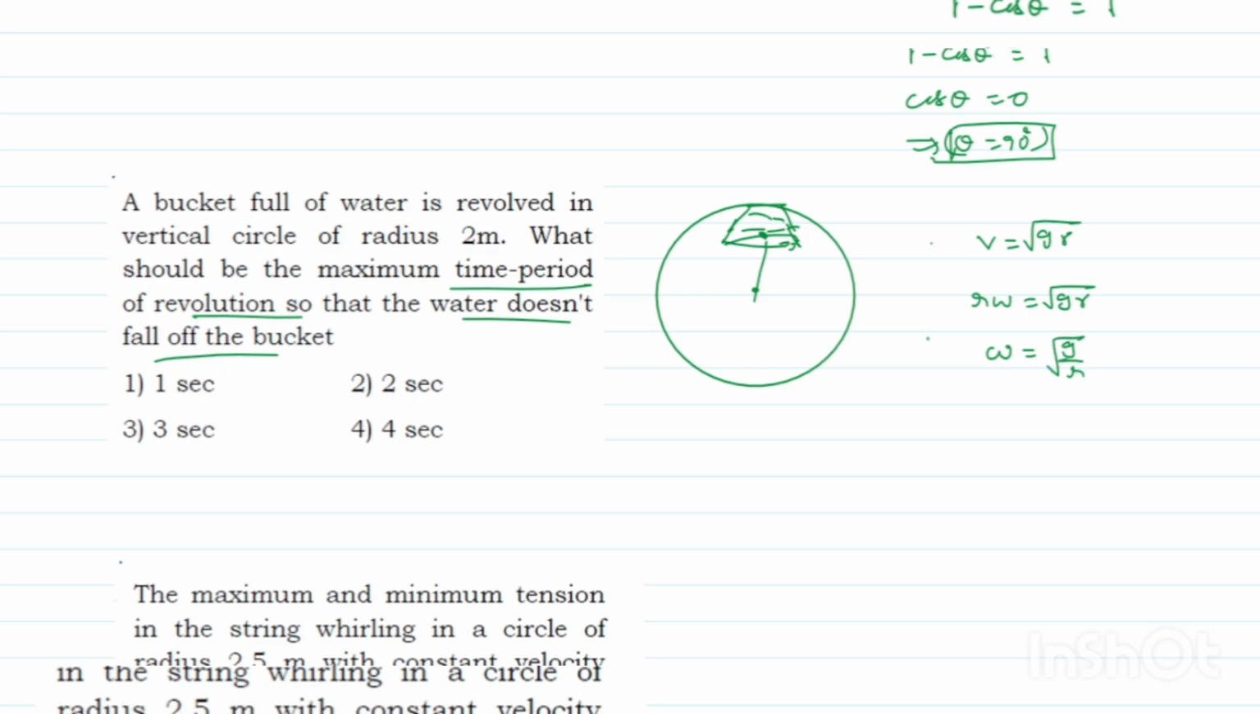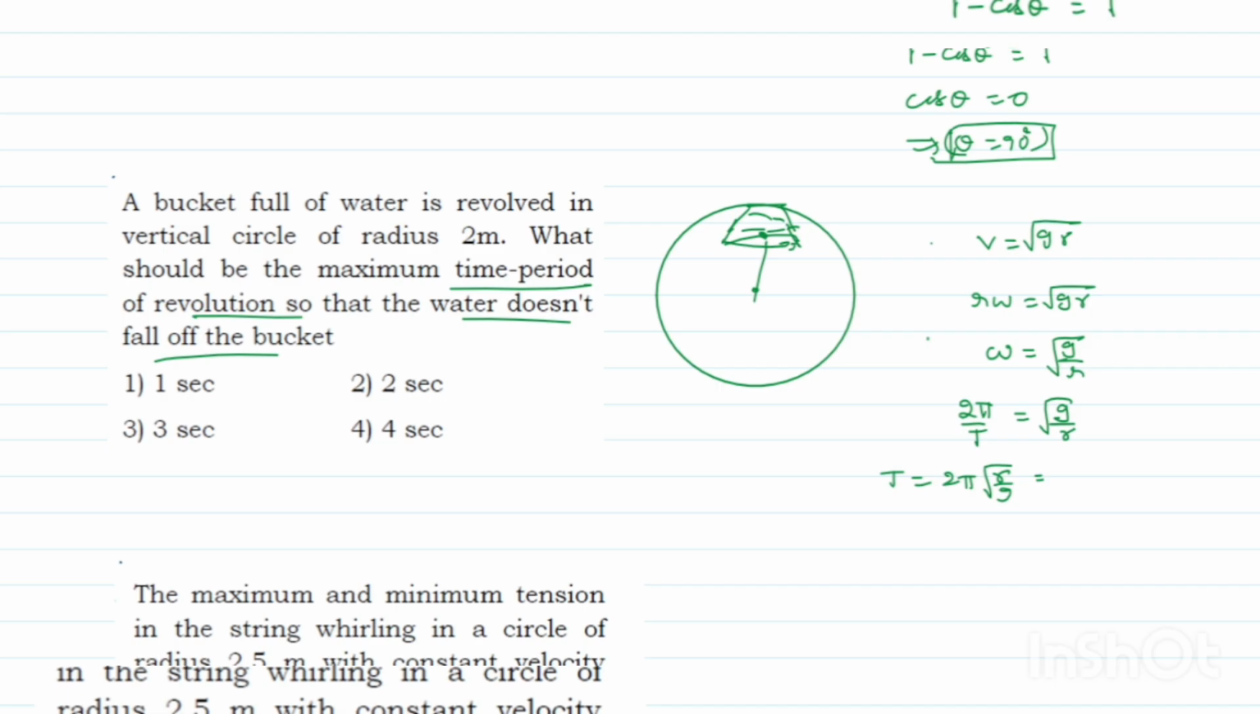So here they are asking what the time period should be. Omega equals 2 pi by T, which will be equal to root over g by r. With this, the time period will be equal to 2 pi into root over r by g. T equals 2 pi into root over r by g.